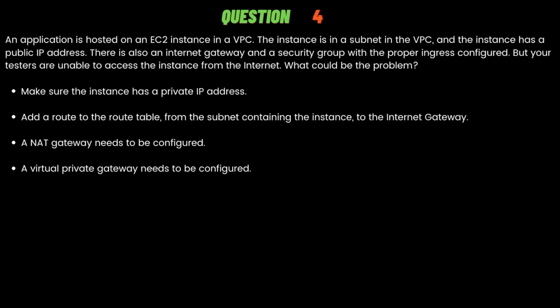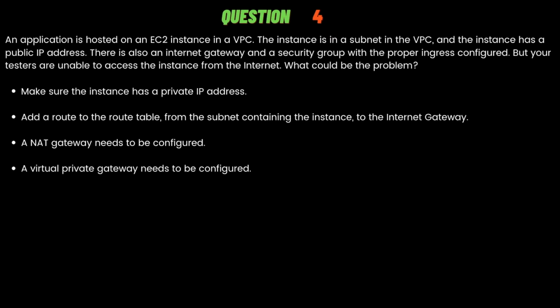First option: make sure the instance has a private IP address. Definitely that is not an answer for connecting to the internet. It would need a public IP or a NAT gateway or those kinds of scenarios. As it already has a public IP, we don't need to worry about that. Next option: add a route to the route table from the subnet containing the instance to the internet gateway. This is most probably the answer, but let me move to the next ones first.